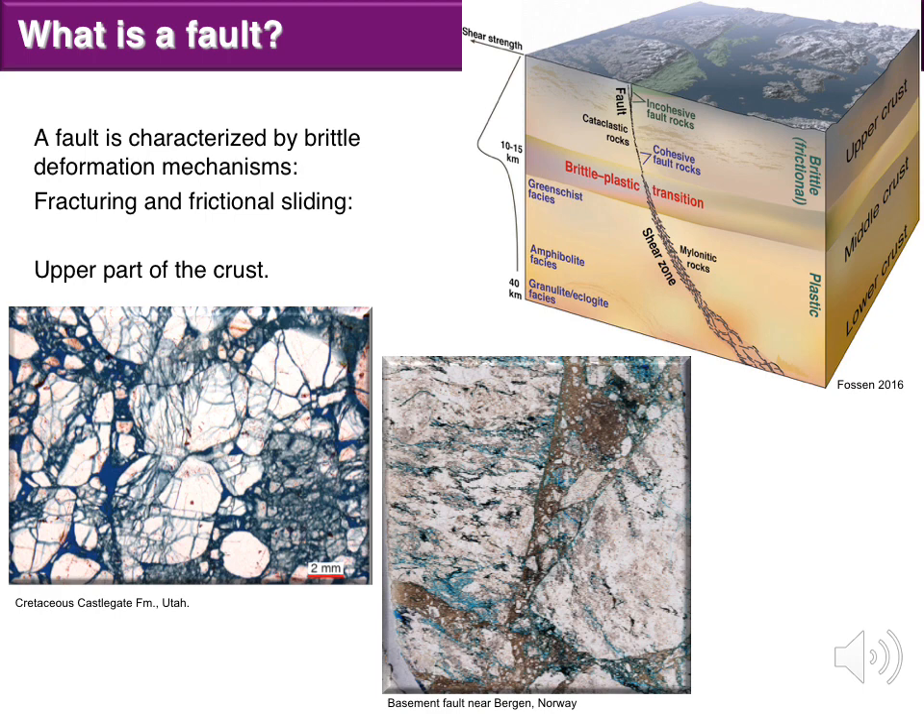The other thing that characterizes a fault is brittle deformation mechanisms, which means fracturing and frictional sliding at the micro scale. And this happens mostly in the upper part of the crust, as illustrated in the figure to the upper right. The upper 10 to 15 kilometers of the crust is where we primarily form faults. Deeper down we talk about shear zones, mylonite zones forming in different ways by different deformation mechanisms.